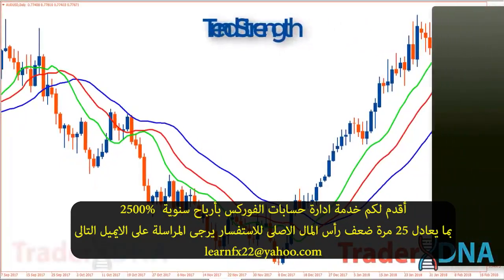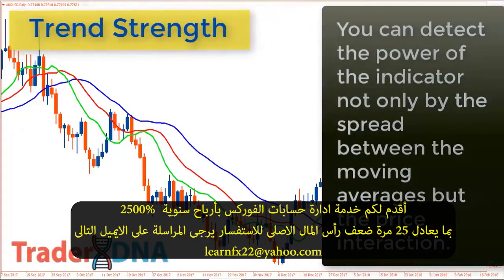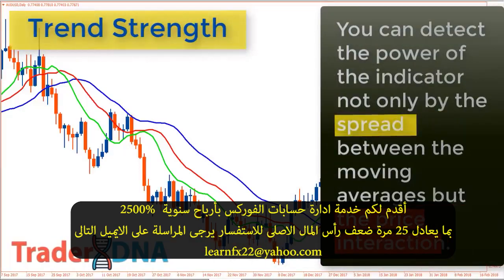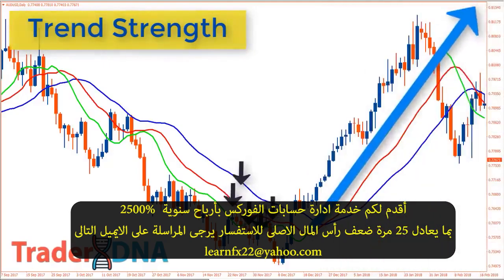Trend strength. You can detect the power of the indicator not only by the spread between the moving averages but also by the price interaction. If the price goes beyond the green line for short periods, it's a signal that the trend will soon end. The more times the price breaks the green line, the weaker the trend becomes.